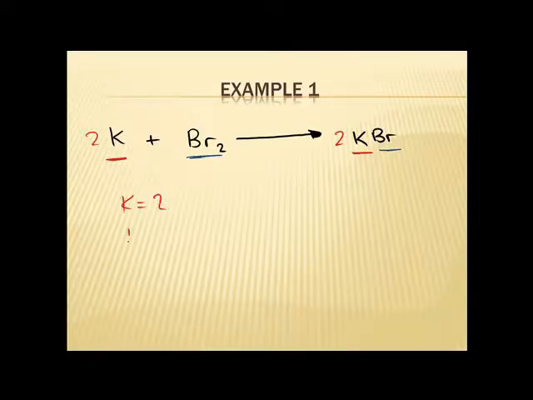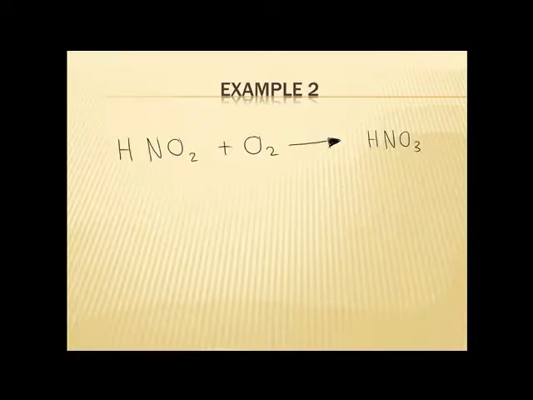We check. Potassium and bromide is fine. Same thing on the other side. So this equation is balanced.